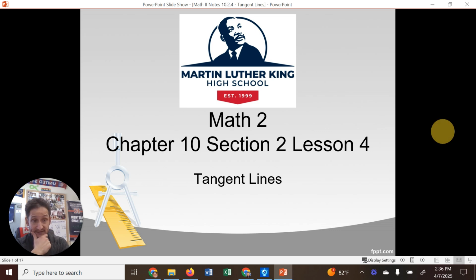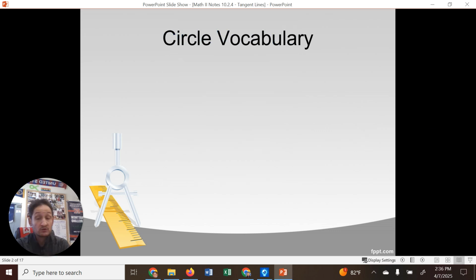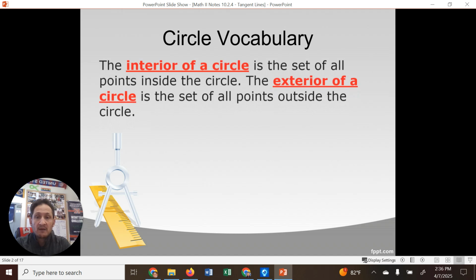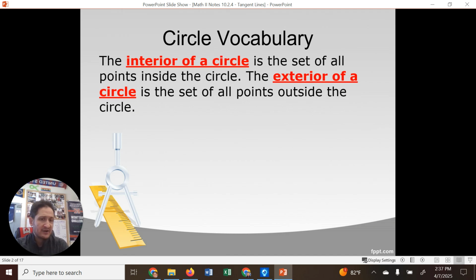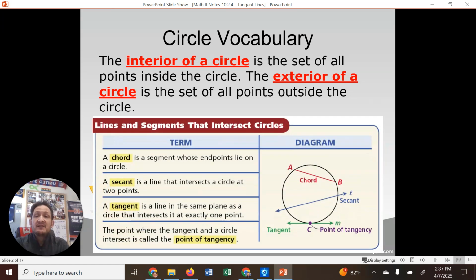So first of all, as we know about circles, there are a variety of things that we talk about. Inside, outside, interior, exterior. Simple stuff. But there are a variety of lines and segments that do intersect with circles. We've discussed chords. Chords are just any segment that has endpoints on the circle. That's the red one over there. A secant is a line that goes through a circle and doesn't stop. And then the one we're going to specifically elaborate on is that green one over there.